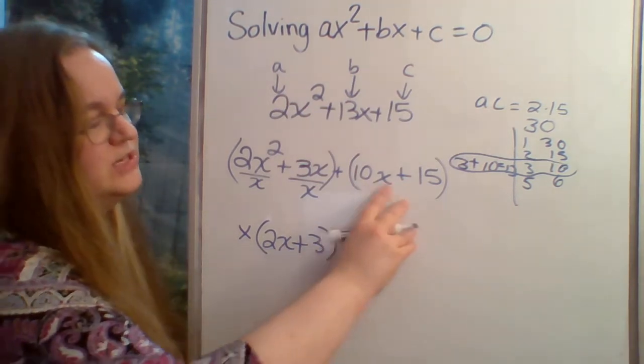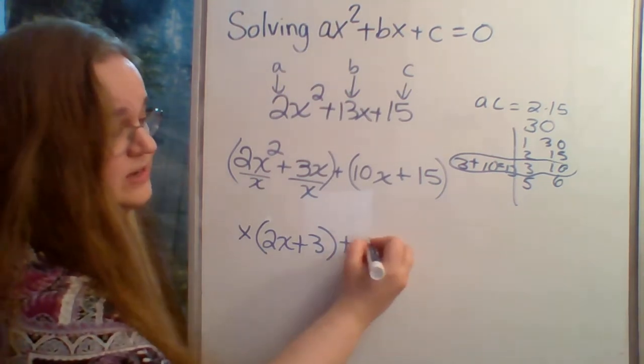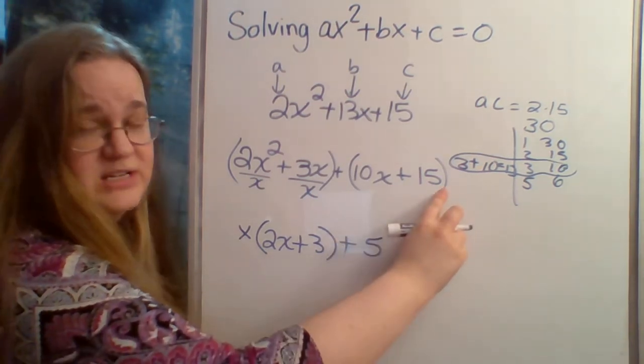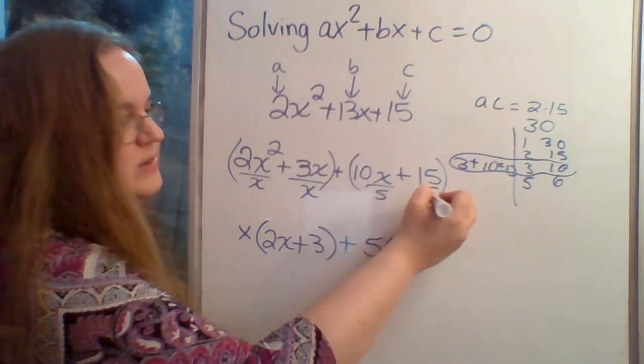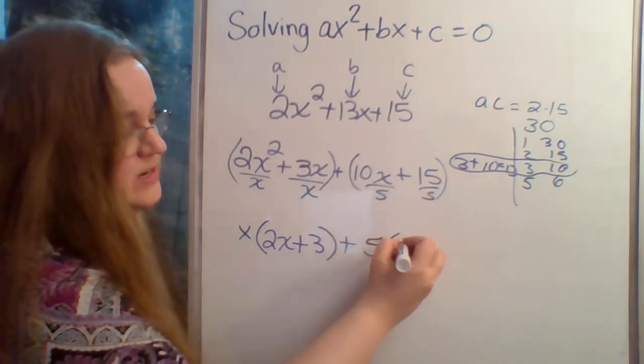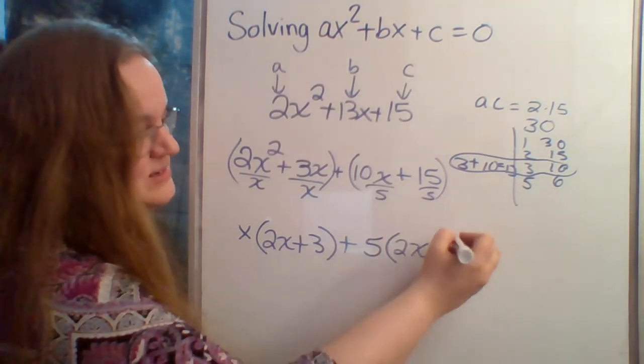I look here, the coefficient is 10 and the constant is 5. They have a common factor of 5. There's an x here, but not an x here, so I can't remove x from the problem. So I'm just going to divide by 5. 10x divided by 5 is 2x, plus 15 divided by 5 is 3.